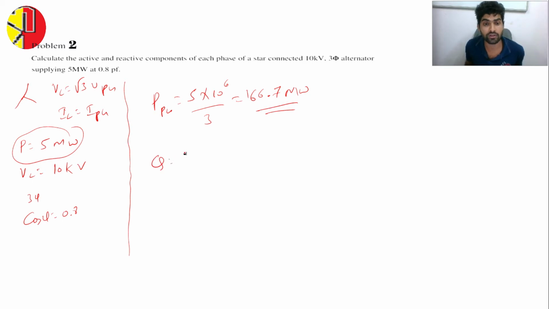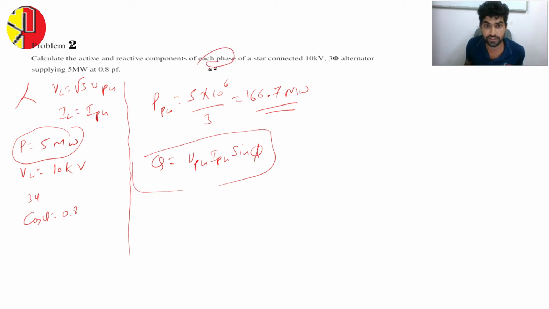Definitely, Q is equal to what? Per phase, V phase, I phase, sin phi is the formula for reactive power. Q is equal to V phase, I phase, sin phi. If it is three phase, we have to take 3 V phase, I phase, sin phi, but they mentioned each phase, right? So that's why I have taken Q is equal to V phase, I phase, sin phi.